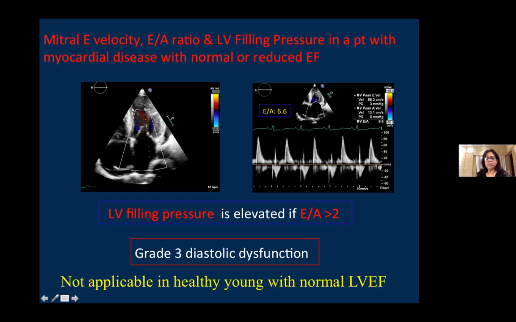So you must remember that this particular thing is not applicable in a healthy young person with a normal heart and normal ejection fraction. Only when there is a diseased myocardium, if we get this pattern where E wave by A wave ratio is more than 2, we label it as grade 3 diastolic dysfunction.